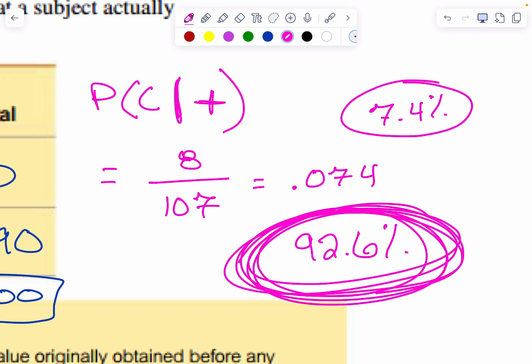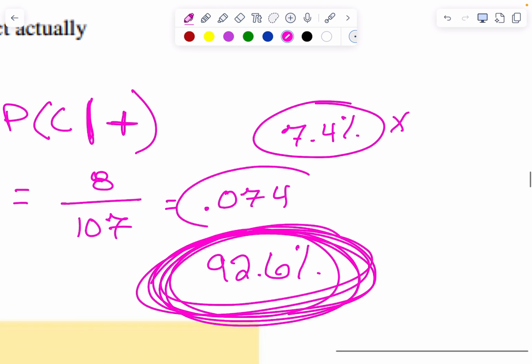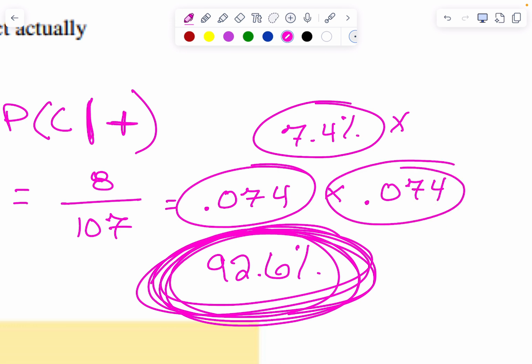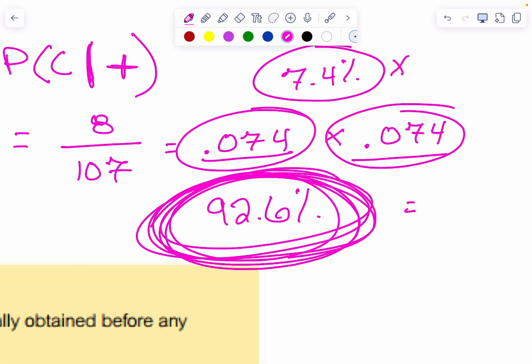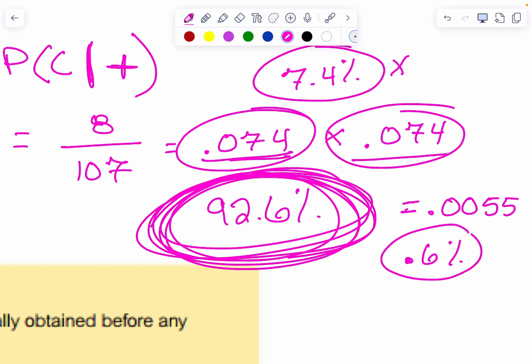But if we do the results again and multiply it by itself, this is me getting a false positive, right? If I take 0.074 times 0.074, meaning I run the test again, what's that? If I run the test twice, that's like redundancy. That comes to 0.0055, which is 0.6%, less than 1%. So 7.4% of the time I'll end up with a false result, and that number decreases significantly if I run the test again.